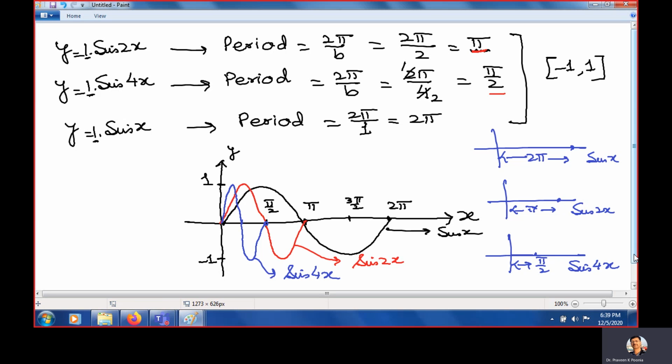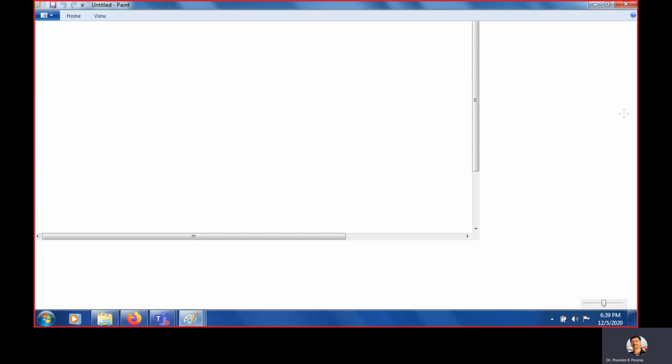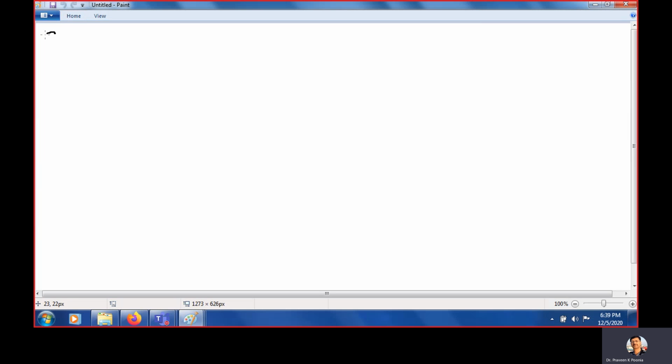So what is b changing? B is changing the period. Clear? B is changing the period of the given function. This is with the help of b. Now we'll move to the last point, and that point is c.